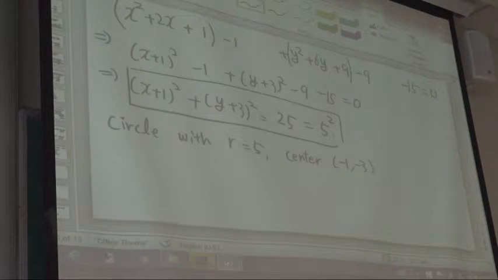To find the center, we solve this: the inside of this is equal to 0, and the inside of this is equal to 0. So x plus 1 is equal to 0 means x is negative 1, and y plus 3 is equal to 0 means y is negative 3. So that is the center of the circle.